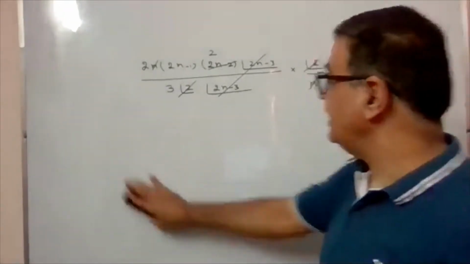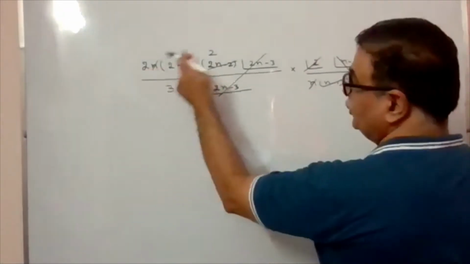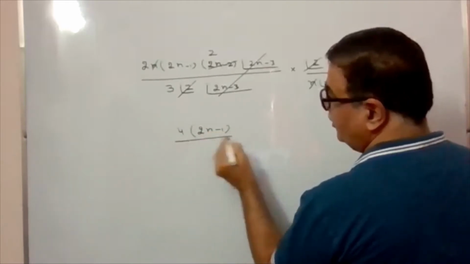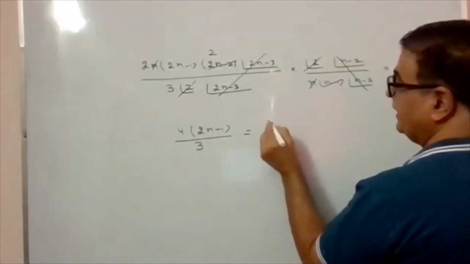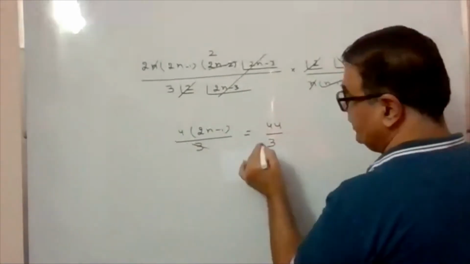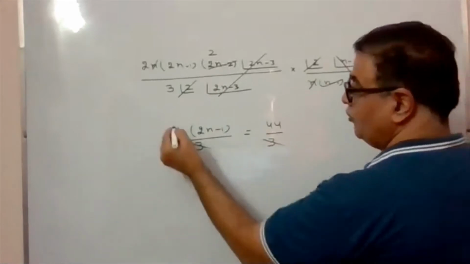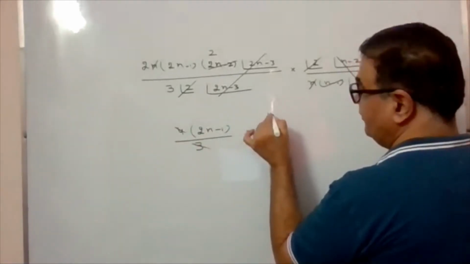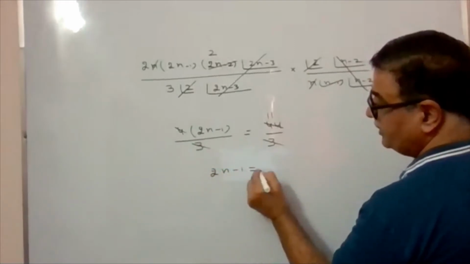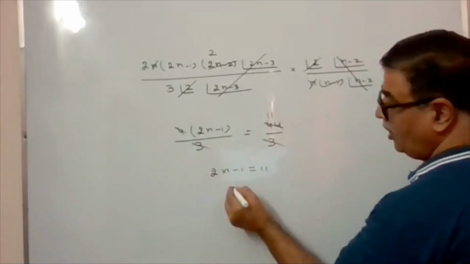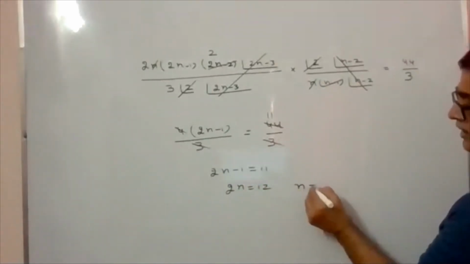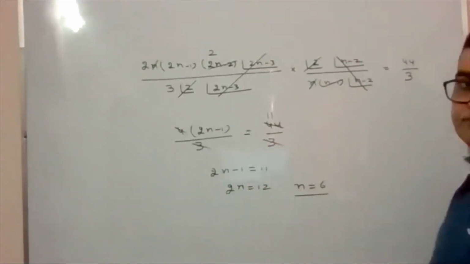Then what are the terms left? Just check here. 2 into 2, 4, into 2n minus 1. Denominator is 3. This side 44 by 3. So this 3 and 3 cancel out. 4 cancels out with 11 now. So I got 2n minus 1 is coming 11, or I should say 2n is coming 12, or I should say n is coming 6.